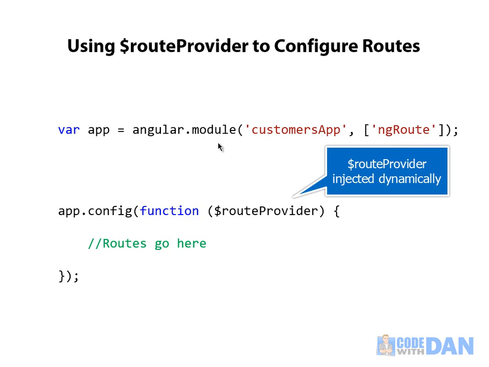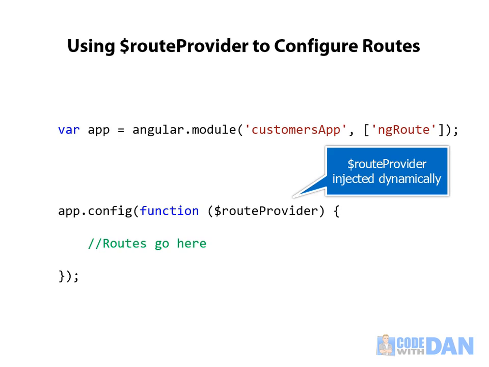Now, once you have your module created and ng-route referenced, you can then call module.config. So app here represents our module, and we can inject in a route provider. The route provider will be injected automatically, meaning that AngularJS will create that instance just like the scope we've looked at before. And then inside of our config function, we can configure different routes, which then allows us to associate a controller with a view.